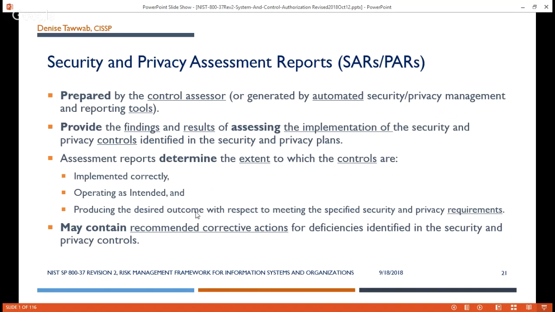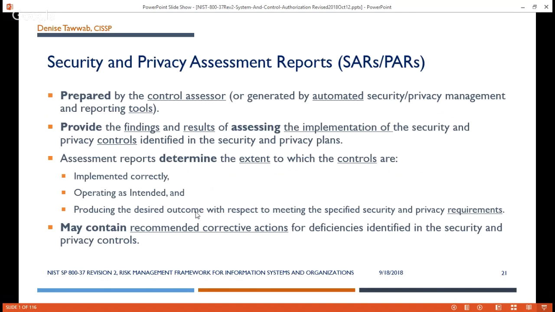The security and privacy assessment reports give you the findings and the results of assessing the implementation of the security and privacy controls that were identified in the security and privacy plans. The assessment reports determine the extent to which the controls are implemented correctly, operating as intended, and producing the desired outcome with respect to the specified security and privacy requirements. So the assessor is looking at each control that's been implemented. Has it been done correctly? Is it operating as intended? And is it meeting the requirements that were stated in the security and privacy plans?